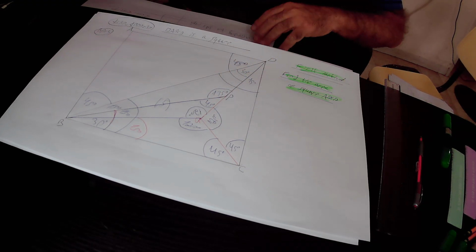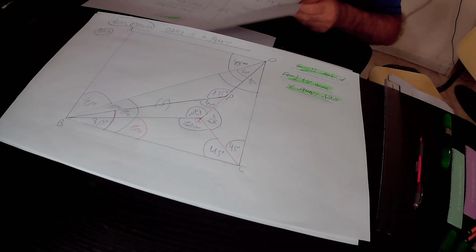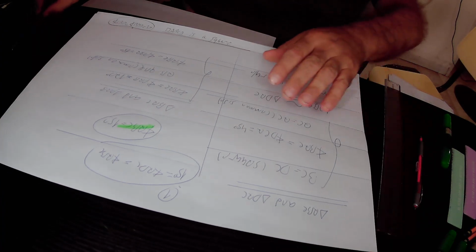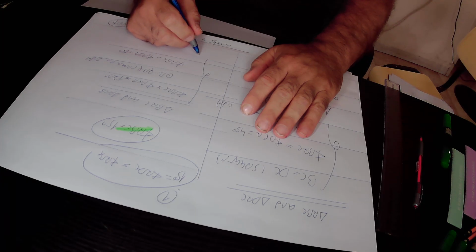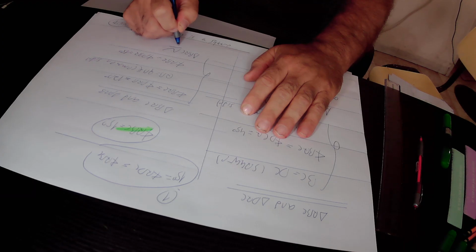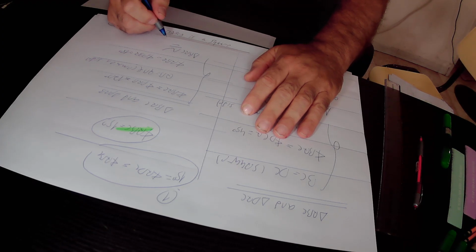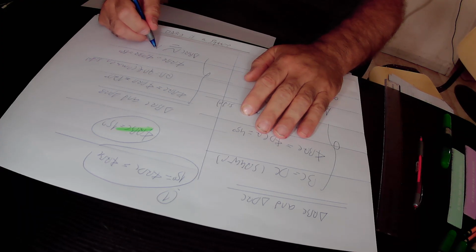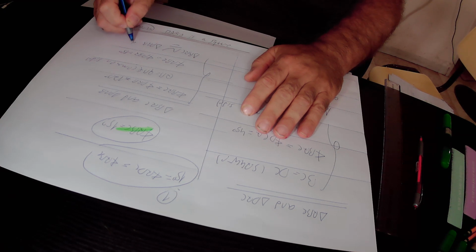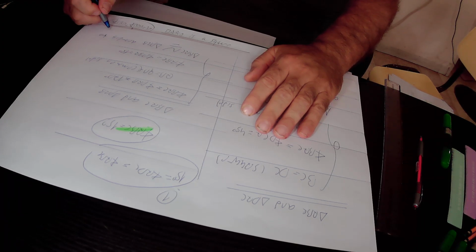So, write it down. We found out that triangle BQC is congruent to triangle PQB according to the angle side angle rule.